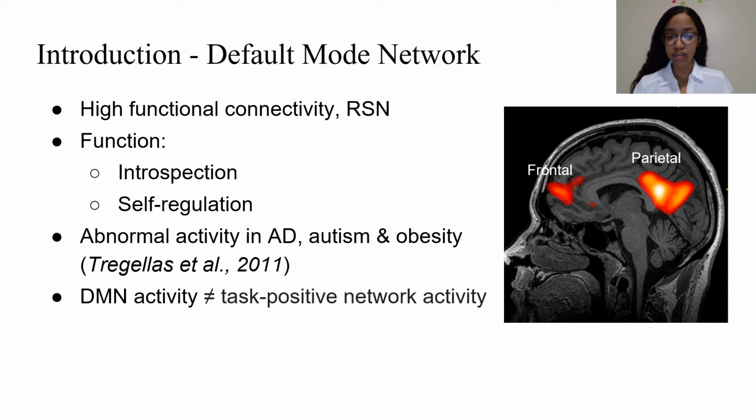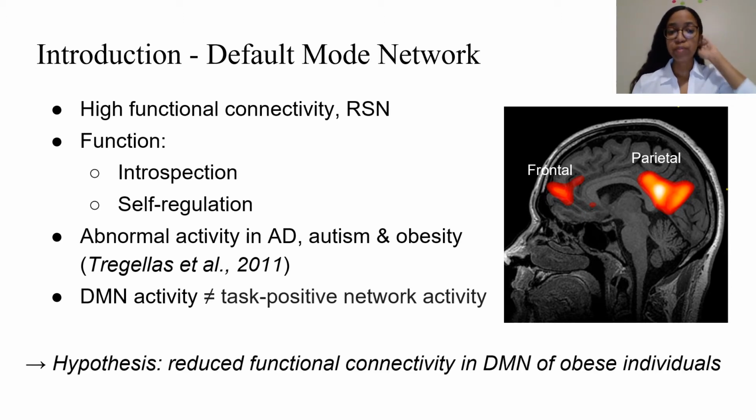Now, not only is DMN activity abnormal in obesity, but it's also been found to be anti-correlated with task-positive network activity. Together, these findings support the role of the DMN as a network that actively and deliberately engages or disengages during different tasks. So putting it all together, we hypothesize reduced functional connectivity in the DMN of obese individuals.